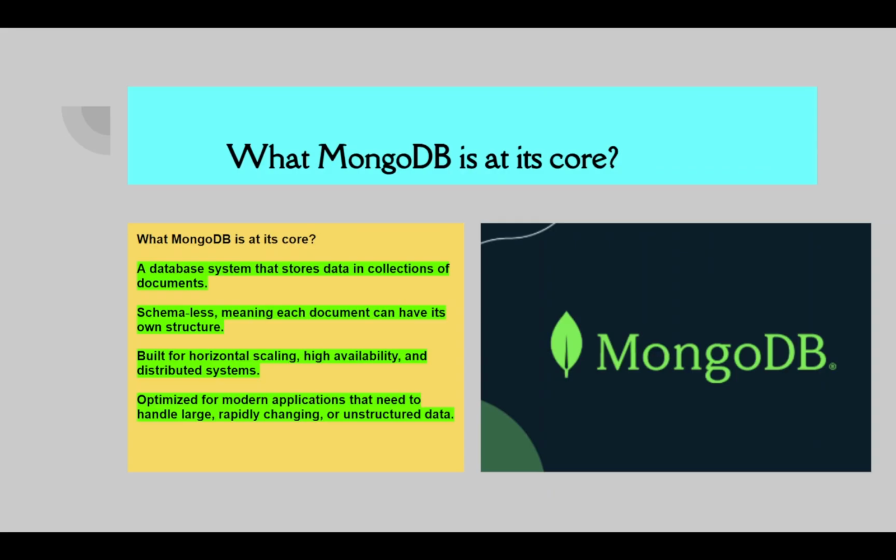MongoDB is built for horizontal scaling. You can scale MongoDB horizontally, and high availability is another key feature of MongoDB, and it best suits distributed systems. It's optimized for modern applications where you are handling large, rapidly changing data with unstructured data schemas.